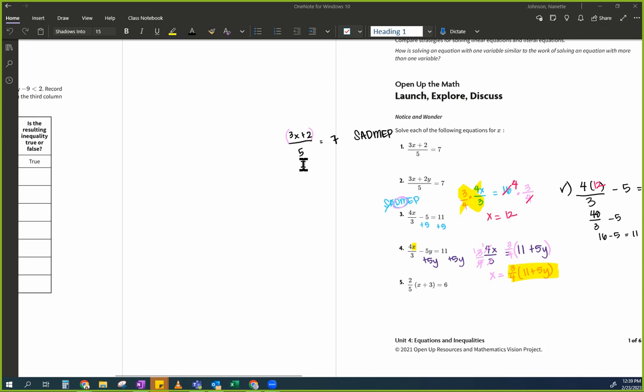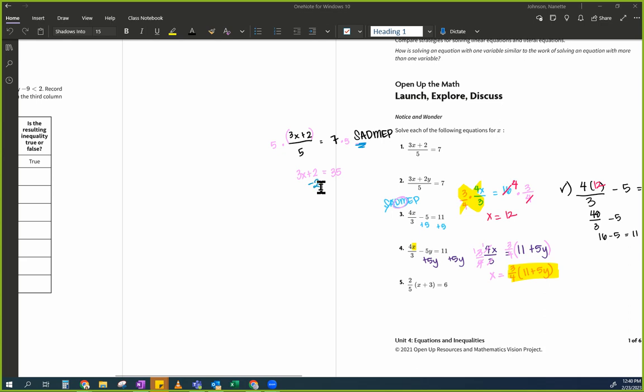Very good. I'm going to multiply by five on both sides, and then I get 3x plus 2 equals 35. Very good. So now I'm going to continue to SADMEP now that I'm inside my parentheses, and I'm going to start all over again. Do you see subtraction or addition? Yes, Ms. Johnson, I see adding two. So how do you undo adding two? I'm going to subtract two.